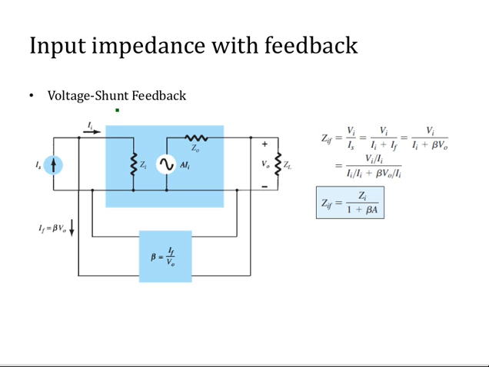Whereas for voltage shunt feedback, if you analyze what happens to the input impedance with feedback, that Zif is equal to, this is shunt connection. Voltage is taken as feedback and connected in shunt. Here the input impedance is Vi by Is or Vi by Ii plus If. Substitute these values here. This is beta V0. Then divide throughout by Ii. You will get it as Zi by 1 plus beta A, or in this case the input impedance is decreased by a factor 1 plus beta A.